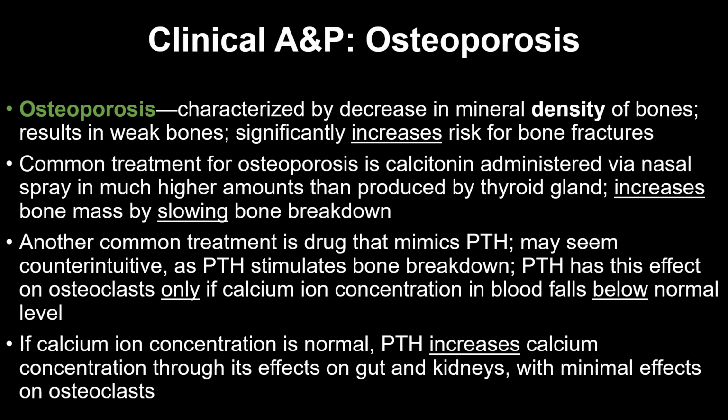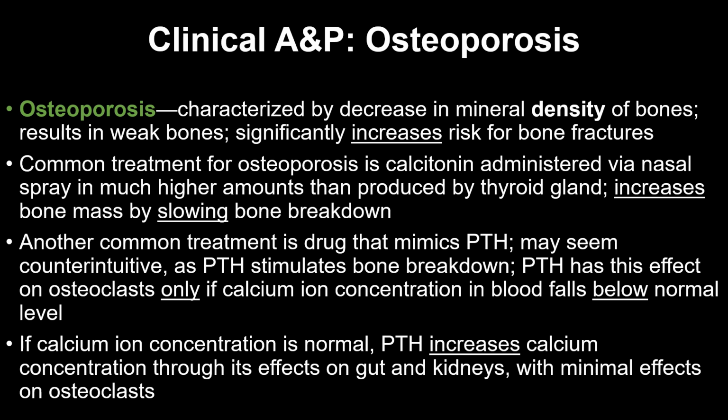Alternatively, there is another common treatment, and it's kind of surprising. A drug that mimics parathyroid hormone, and if you remember, parathyroid hormone is going to stimulate bone breakdown. And what happens here is that parathyroid hormone only actually has this effect on osteoclasts if the calcium ion concentration in the blood falls too low. And because the osteoclasts of osteoporosis patients are constantly doing that, the calcium ion levels never fall low enough for that osteoclast reaction to happen.